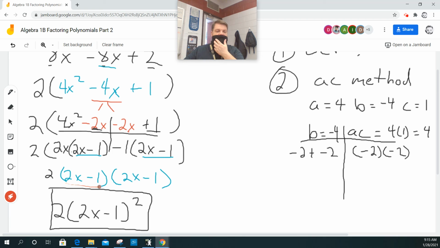When I factor that out, I'm left with, in here, 2x minus 1. So that 2x, this one here, just goes right here. This negative 1 goes right here. Well, then I realize this times this is 2x minus 1 squared. And I can't forget my little 2, so I toss it down there. So this is the factored form.